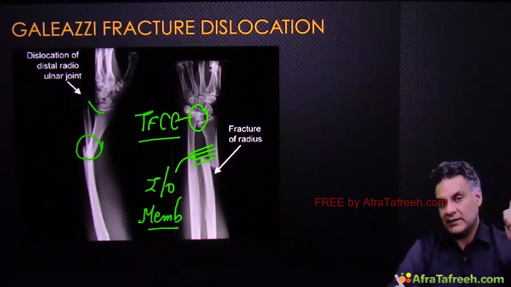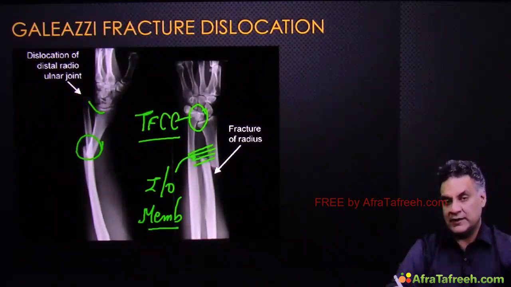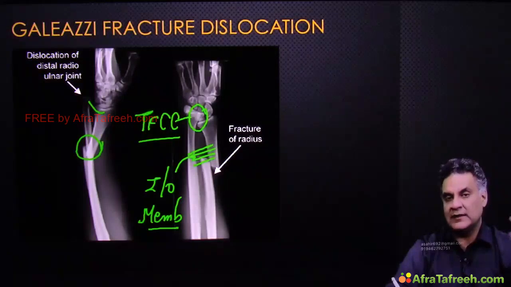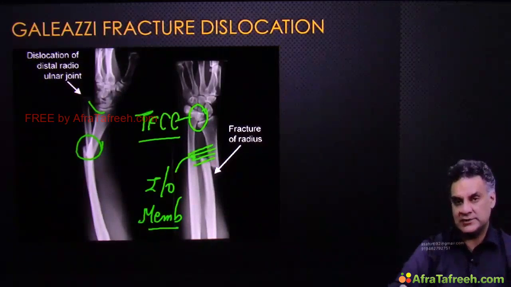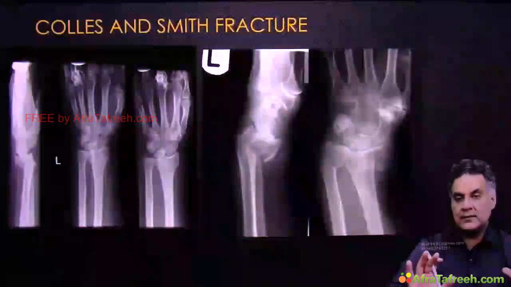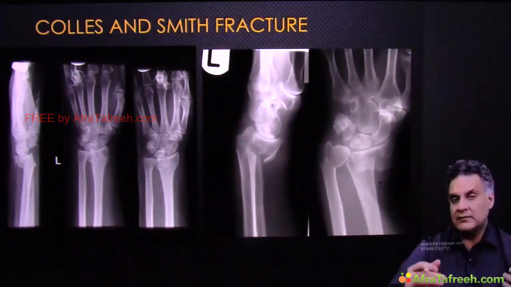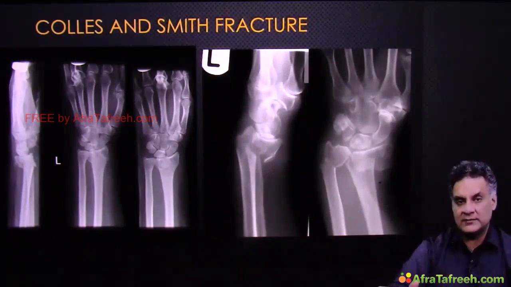Four components: fracture of the lower part of the radius, dislocation of the distal radioulnar joint, damage to the triangular fibrocartilage complex at the wrist joint called TFCC, and the fourth one, the interosseous membrane. Galeazzi is more common and more commonly asked than Monteggia. Then come the fractures around the lower end of the radius. We will first do the extra-articular fractures.